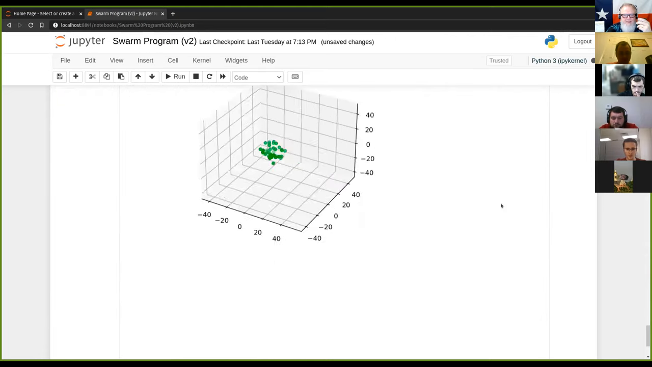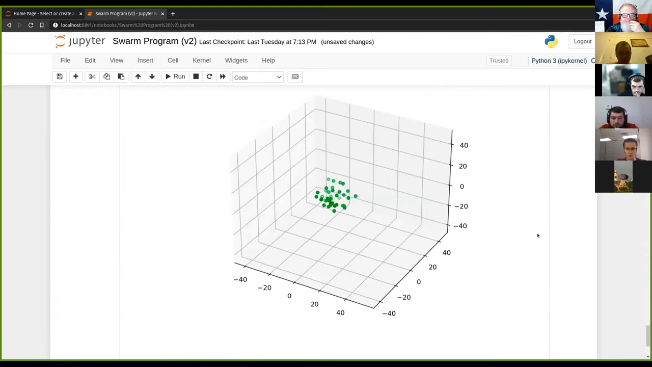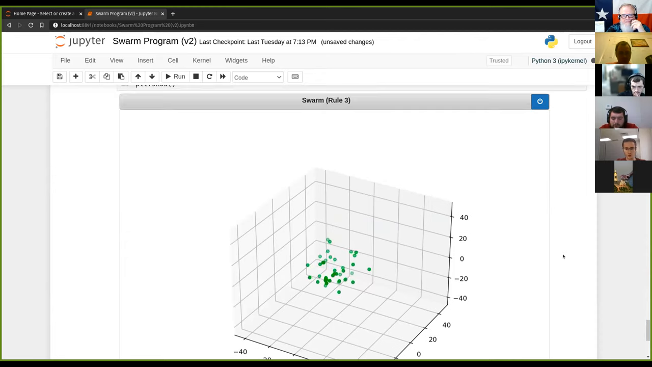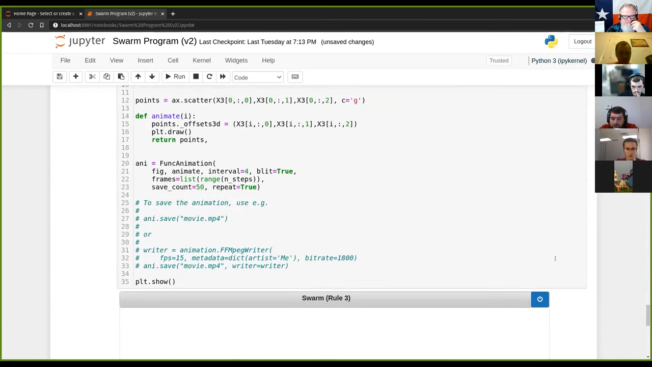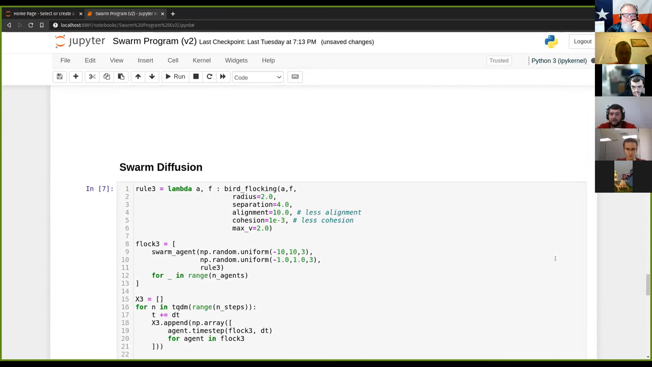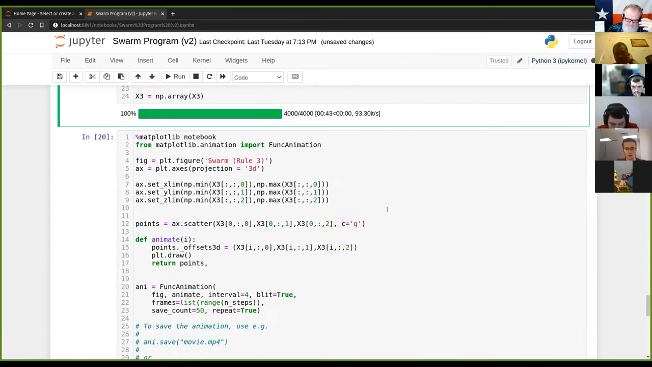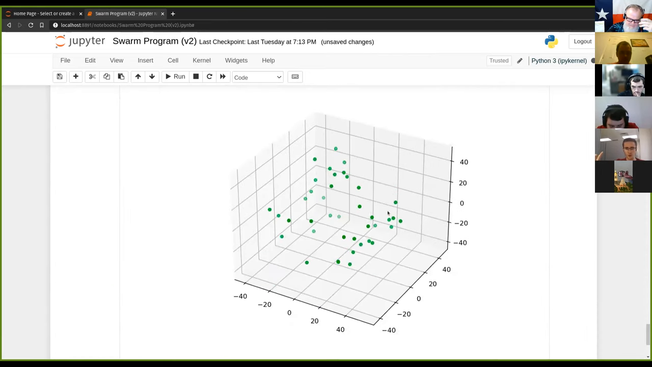This is interesting. This is good. So this final one is sort of a diffusion. So maybe if you have a swarm of insects, or maybe these are drones, you want them to be able to sort of diffuse or contract to a particular point. You can sort of control this. So you can control the cohesion parameter. And if you really decrease the cohesion, then the radius of the swarm increases up to a stable point.